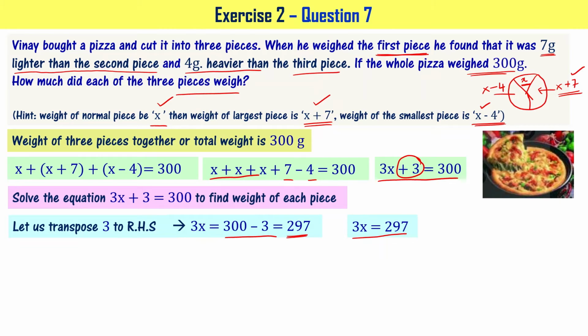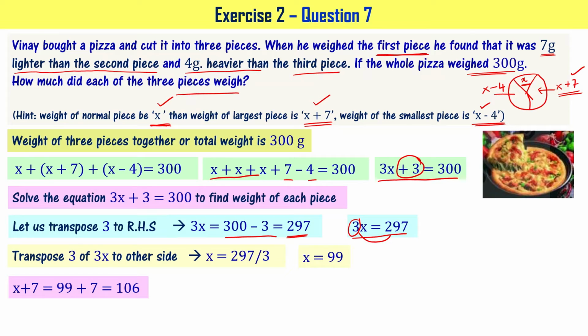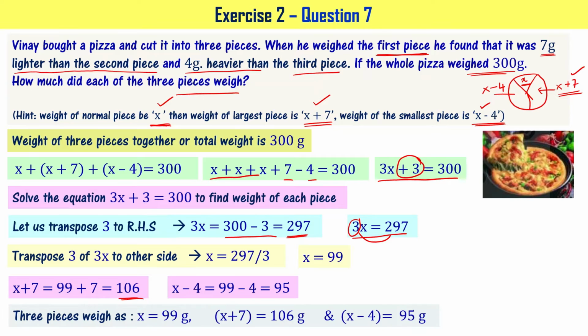To solve this, we have to transpose this 3 onto the other side. When you do that, x can be written as 297 divided by 3, right? It means x equal to 99. Now we got the weight of the normal piece, or the first piece, that is 99 grams. Now the second piece is x plus 7, right? 99 plus 7, that is equal to 106. Now the third piece is x minus 4. That is 99 minus 4, that is equal to 95 grams. So to answer the question, the weights of the 3 pieces are 99 grams, 106 grams, and 95 grams. Got it?